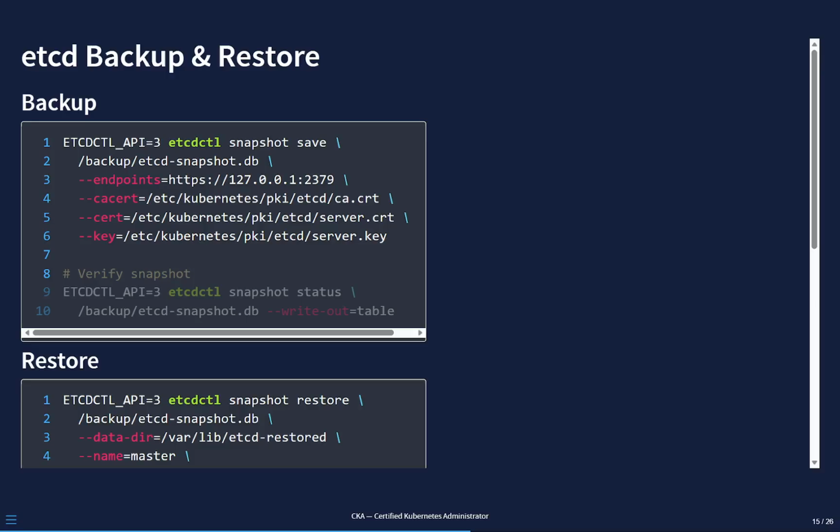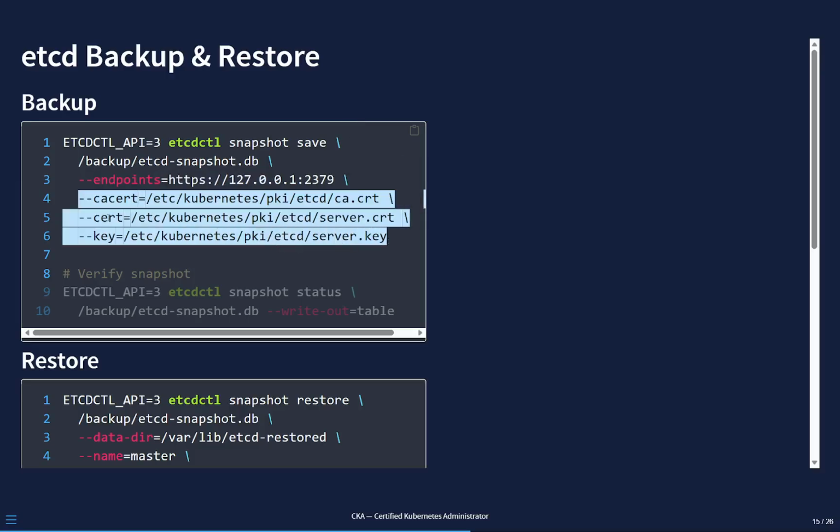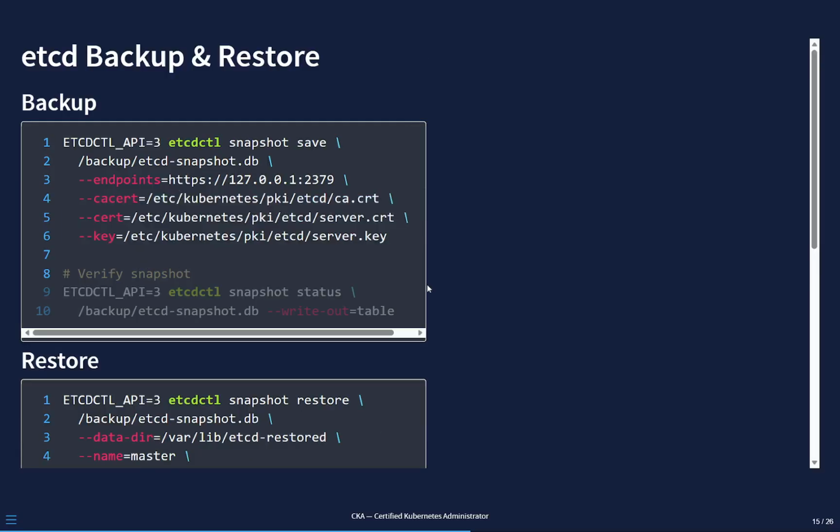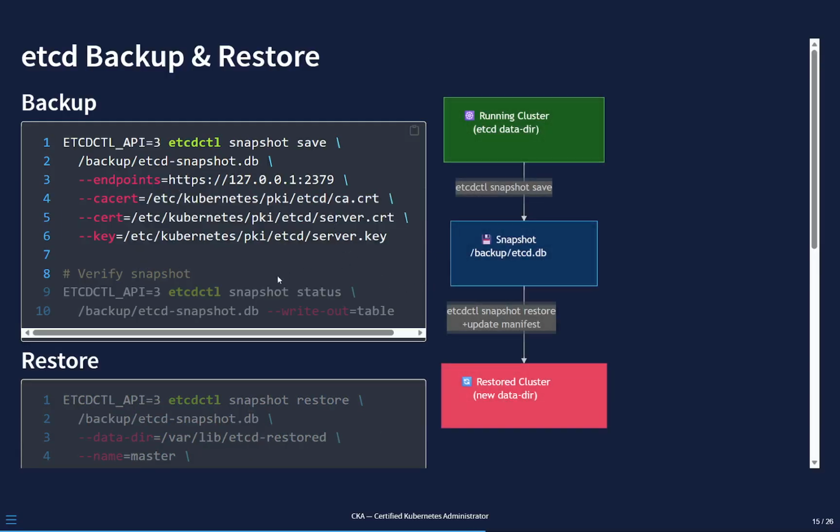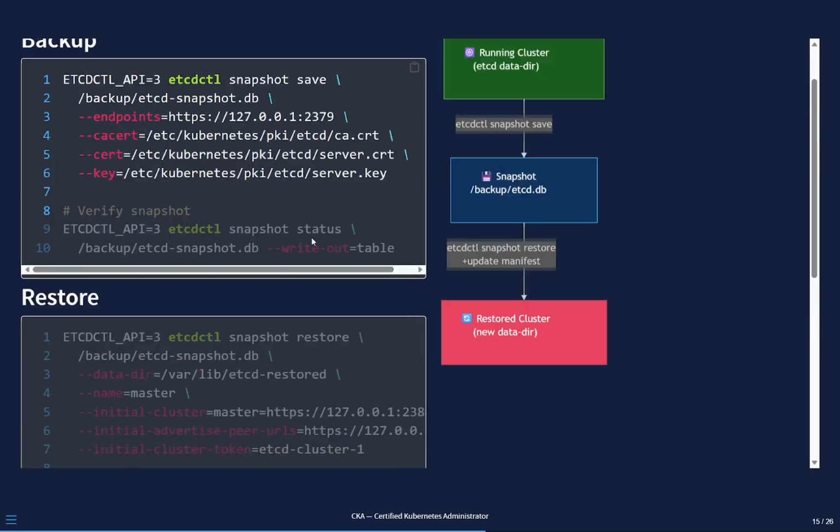To back up, you use etcdctl with ETCDCTL_API=3. The command is etcdctl snapshot save, followed by the output path. The critical detail, and where most people fail, is that you must provide 3 TLS certificate flags: cacert, cert, and key. You'll find the exact paths by looking at the etcd pod manifest at /etc/kubernetes/manifests/etcd.yaml. After saving, always verify with etcdctl snapshot status.